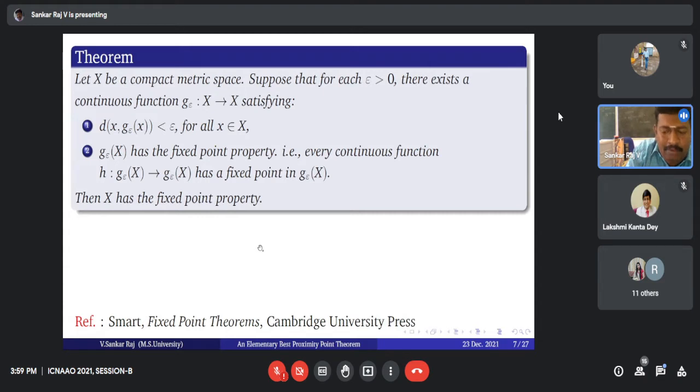Now it is our aim to generalize this fixed point theorem in a metric space structure. That is the problem today. We are going to generalize this fixed point theorem into a best proximity point theorem. Before that, let me introduce what we mean by the best proximity point and everything.